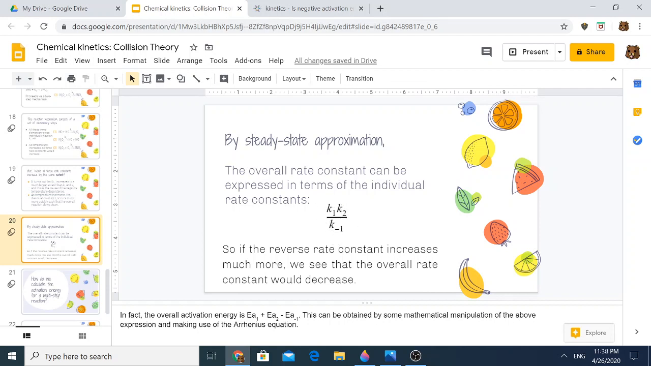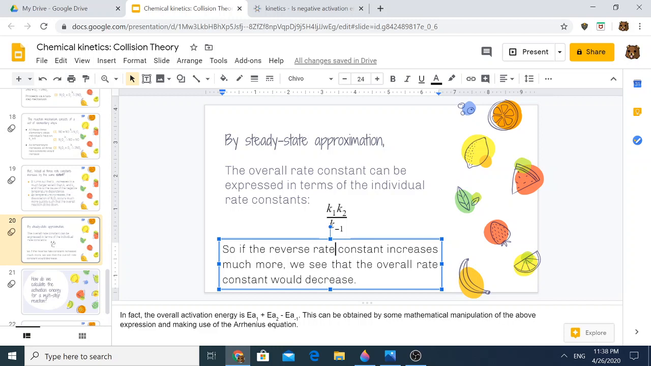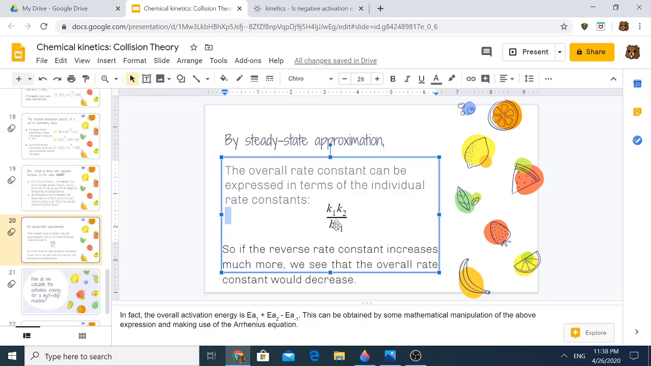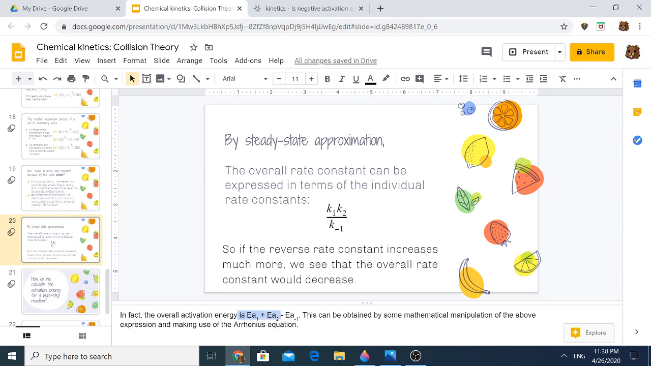So if the reverse rate constant increases much more with temperature, meaning the denominator increases much more with temperature, we see that the overall rate constant would decrease as temperature increases. And for those of you who are more interested in the mathematical manipulation, you can try to derive that the overall activation energy for the reaction is actually EA1 plus EA2 minus the activation energy for the reverse step. This can be obtained by making use of the rate constant form in the Arrhenius equation.